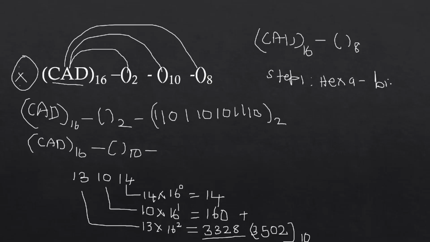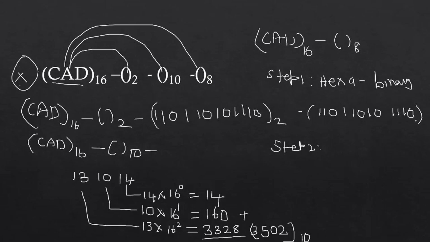I'm not writing fully, just writing like this. After that, what is the answer you got? The same answer you have to write it, right? So 1101, then 1010, then 1110. This is the answer you got, right? Then what you have to do? Now you have to convert. The step 2 is convert what? Binary to octal.